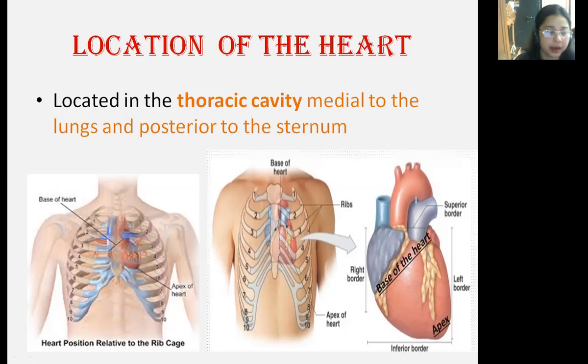The human heart lies a little to the left of the midline of the thoracic cavity, with its point extending downward and to the left between the 5th and 6th ribs. It actually resides in between the lungs and posterior to the sternum, that is the breastbone.